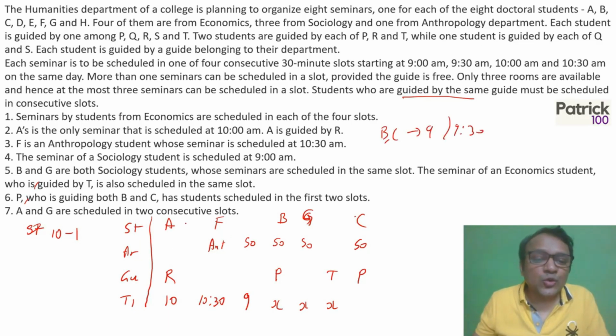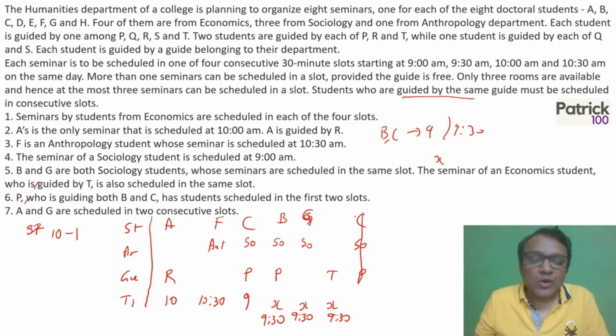A and G are scheduled on 2 consecutive slots. I mean G is X. I know X is 9 or 9:30 because B also is X. That means consecutive slot means X has to be 9:30. So from that I get 9:30. The moment you get 9:30, you can make out that C will be at 9 o'clock. So here you can put C. C, sociology, 9 o'clock, is trained by P. Fine. So from that I got 3 sociology, 1 anthropology.